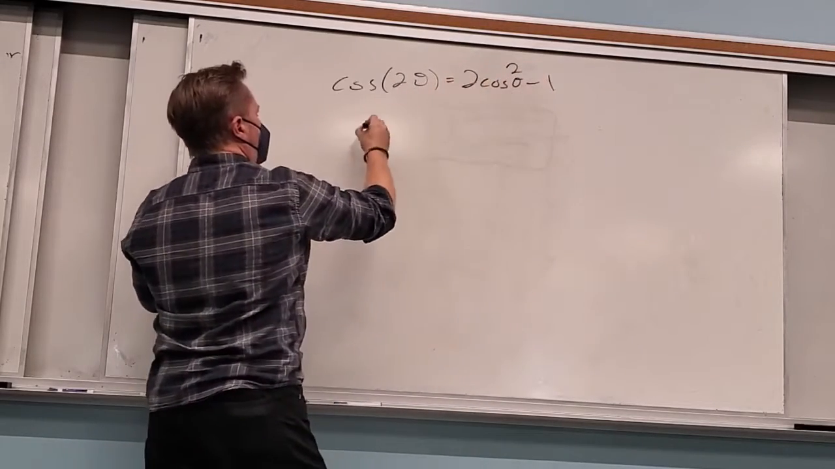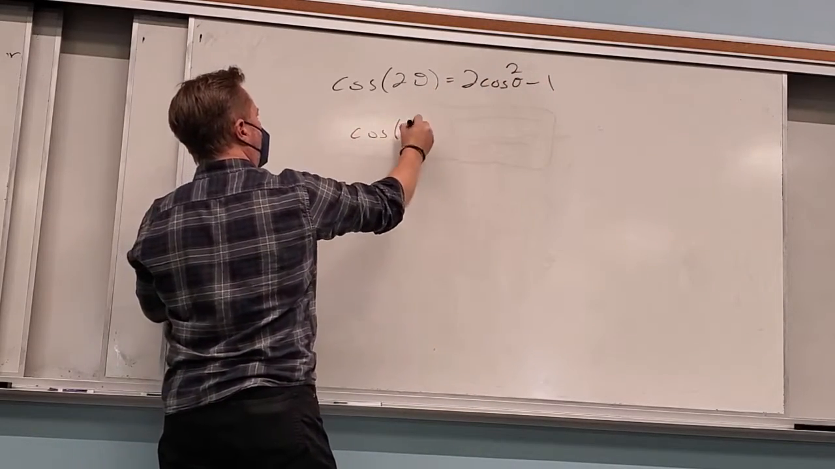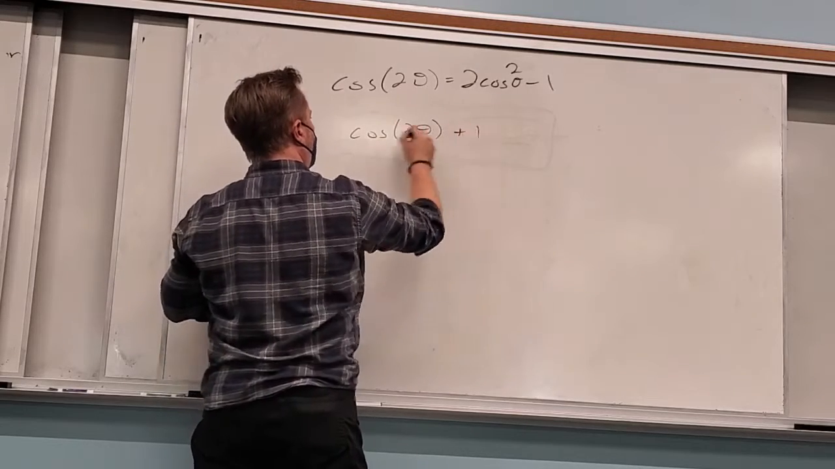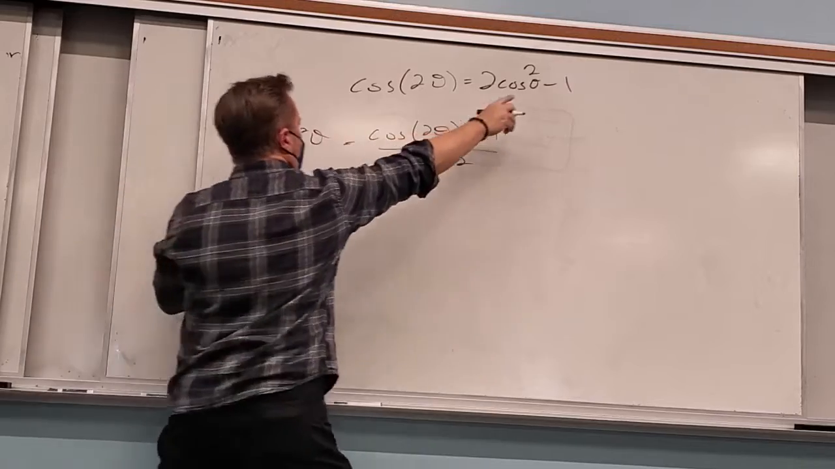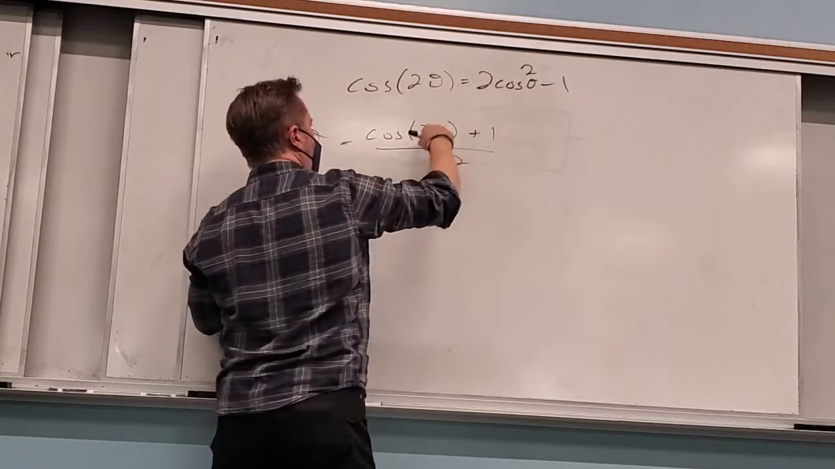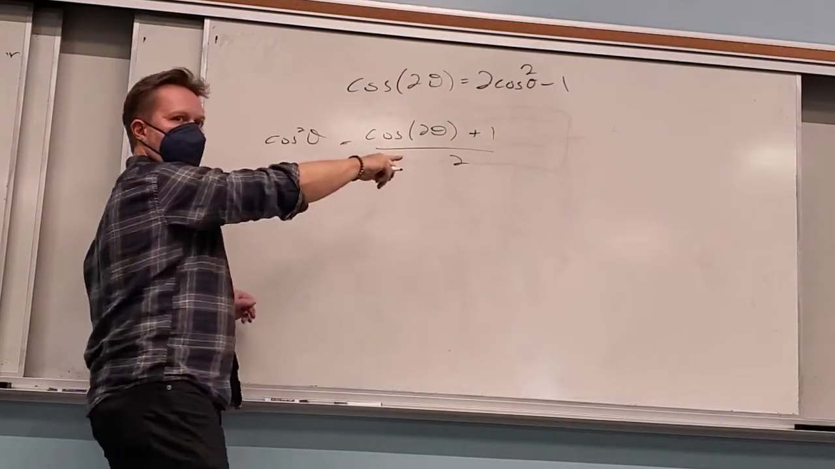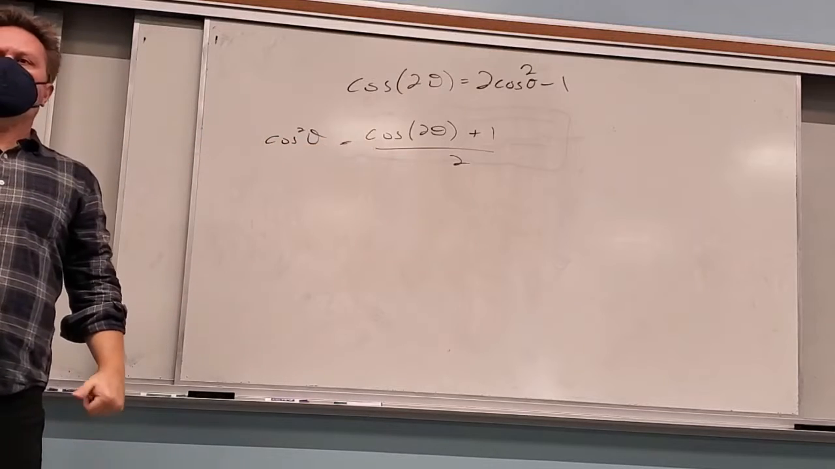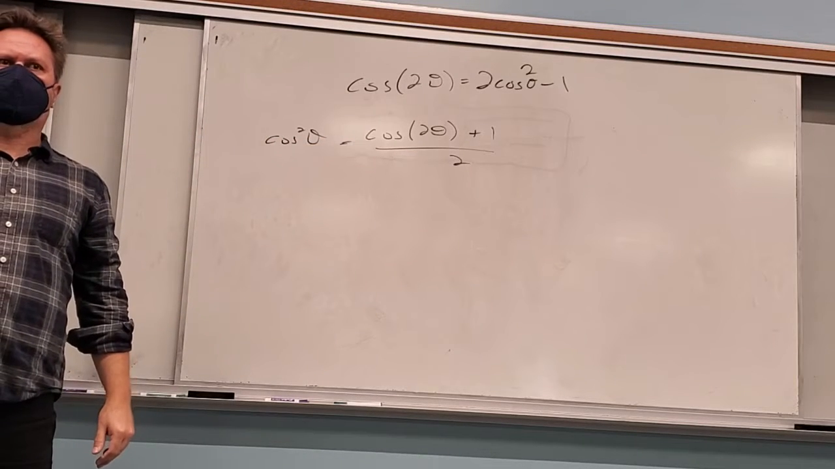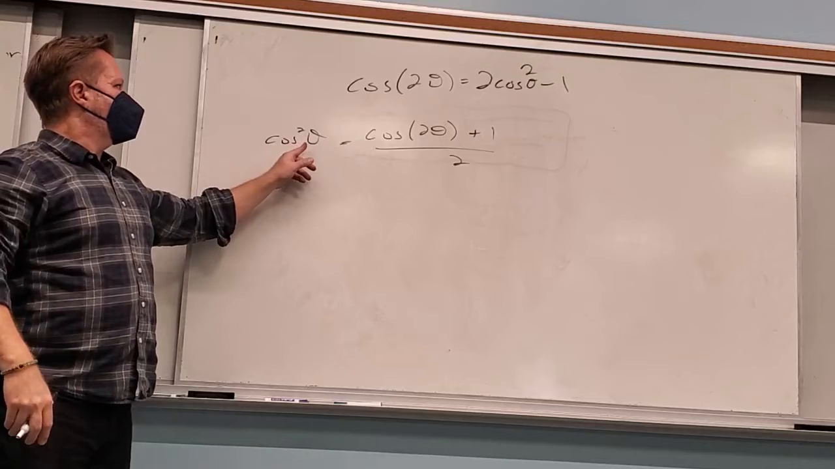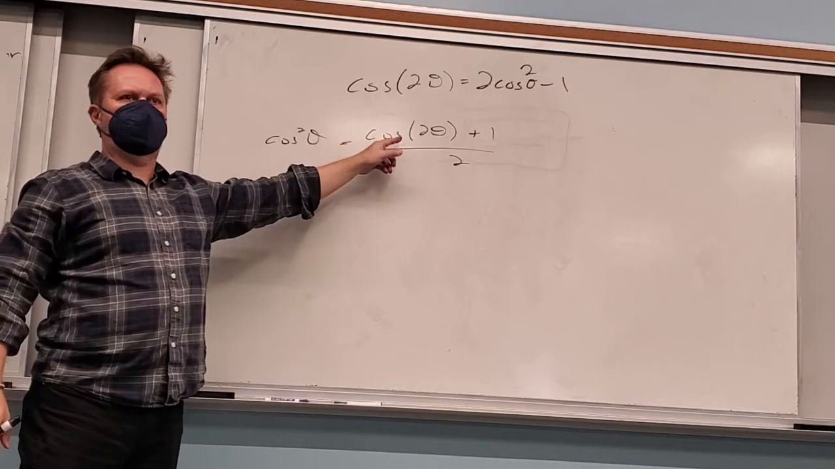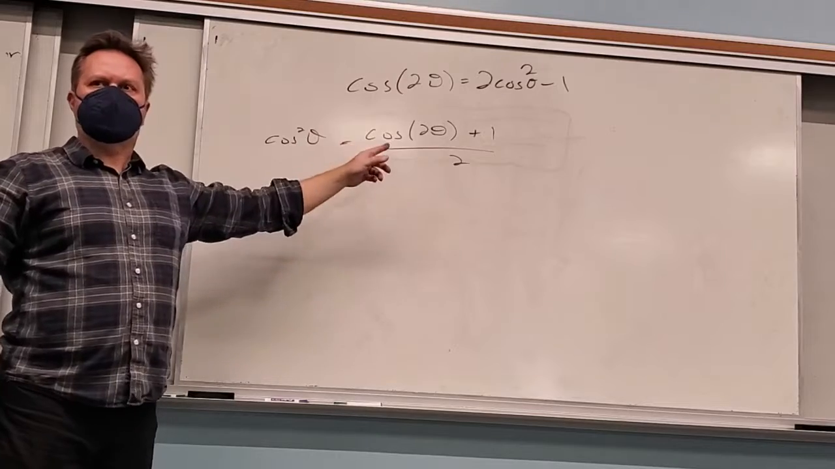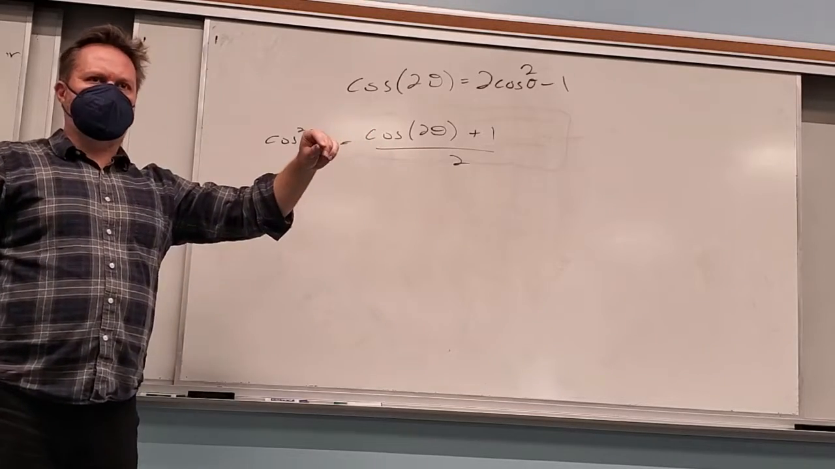I sort of start to solve this: add 1, divide by 2, right? Isn't this cosine squared? Let me see. So if I add 1 and divide by 2, don't I get cosine squared? So if I'm in a situation where I need to rewrite cosine squared in terms of cosine, I would use this. Let's see if you guys understand why this is given the name it is.